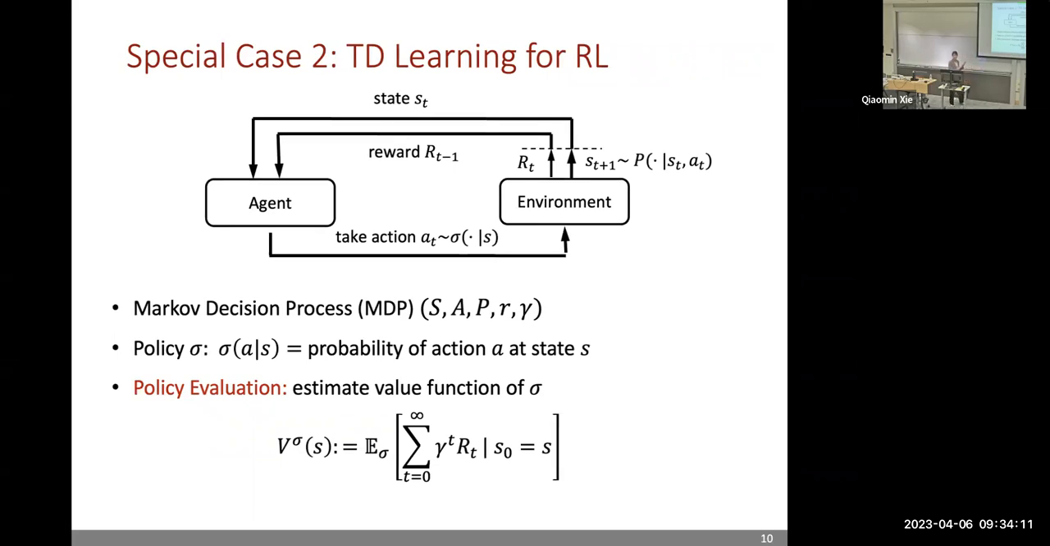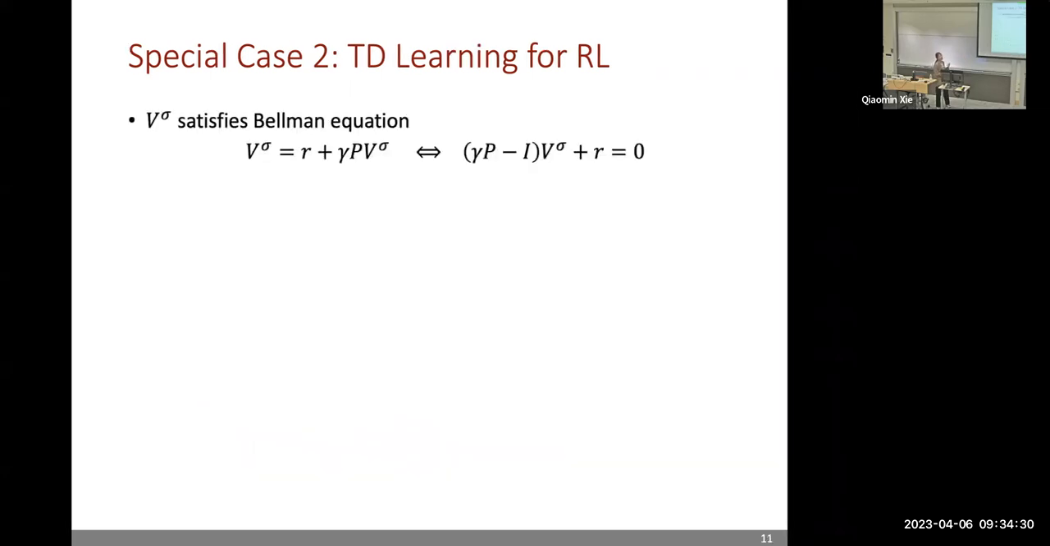Okay, so to just provide some background: if you know everything about this model, so if you know the reward function and the transition kernel, then you can solve for the value function exactly using dynamic programming. In particular, it's well known the value function satisfies the so-called Bellman equation, which can be written as a linear equation in the value function. So if you know everything about the problem, you can just solve this equation exactly.